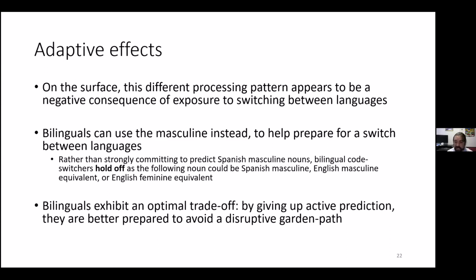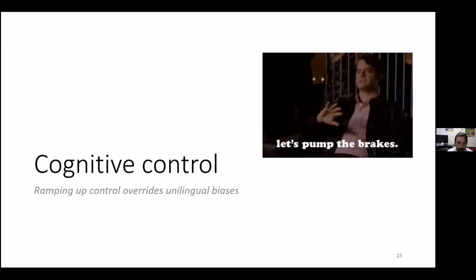So the interpretation here then is that the bilinguals have calculated this cost-benefit analysis, have shifted what they do with predictive cues in a way that actually helps them better prepare for the switch and the likelihood that it occurs. So in other words, this is a trade-off. They give up active prediction in order to better prepare and avoid a disruptive garden path, okay?